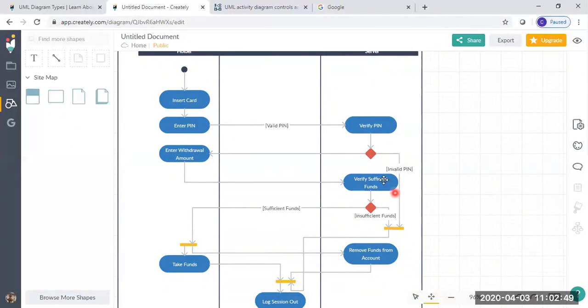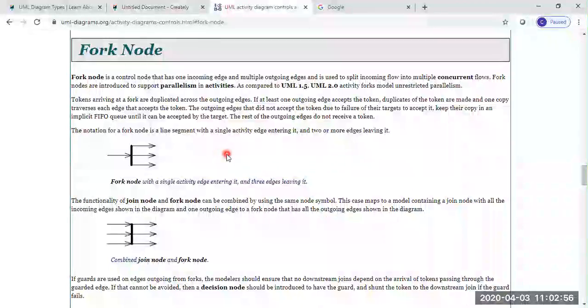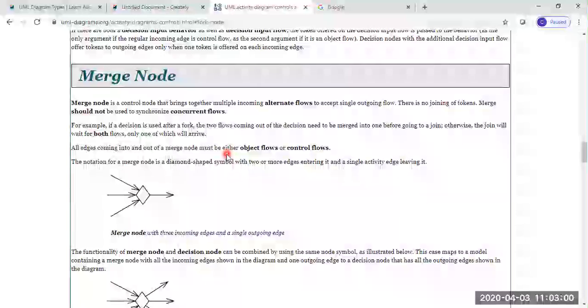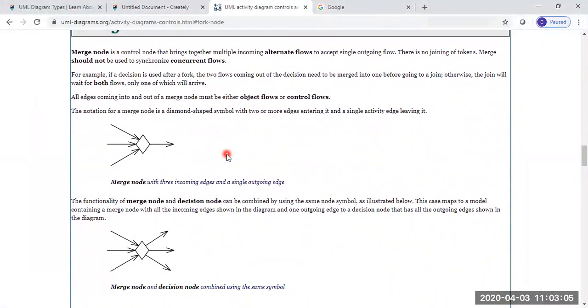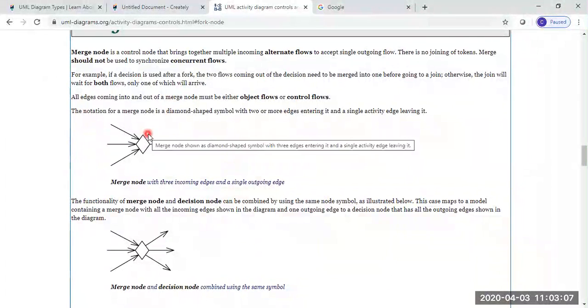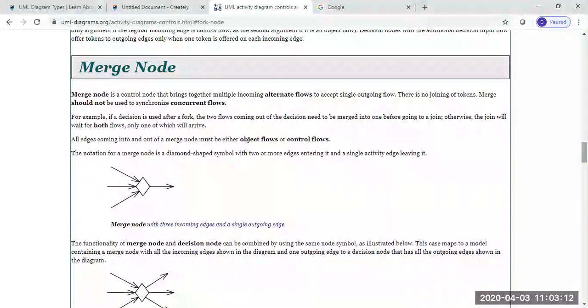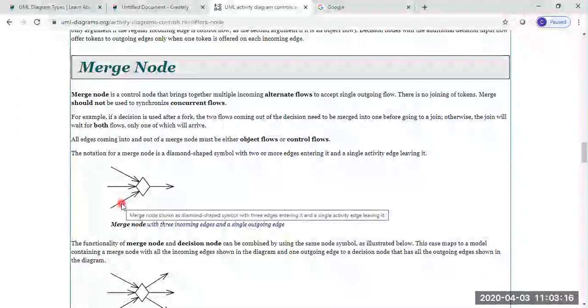What is a merge? What is a merge in activity diagram? If you remember, okay. So what is a merge? A merge, what happens in a merge? Multiple alternate activities result in one outgoing activity. Now this merge can be shown using a diamond.